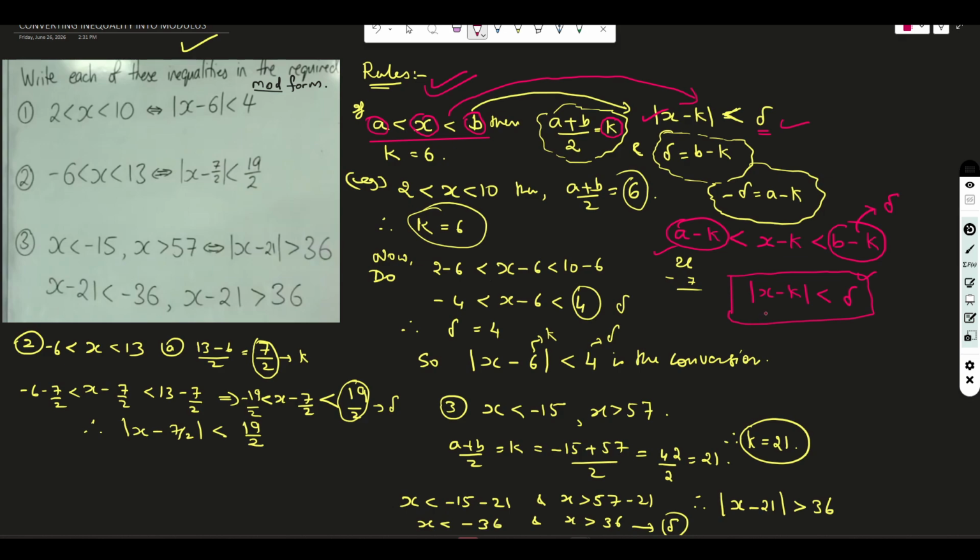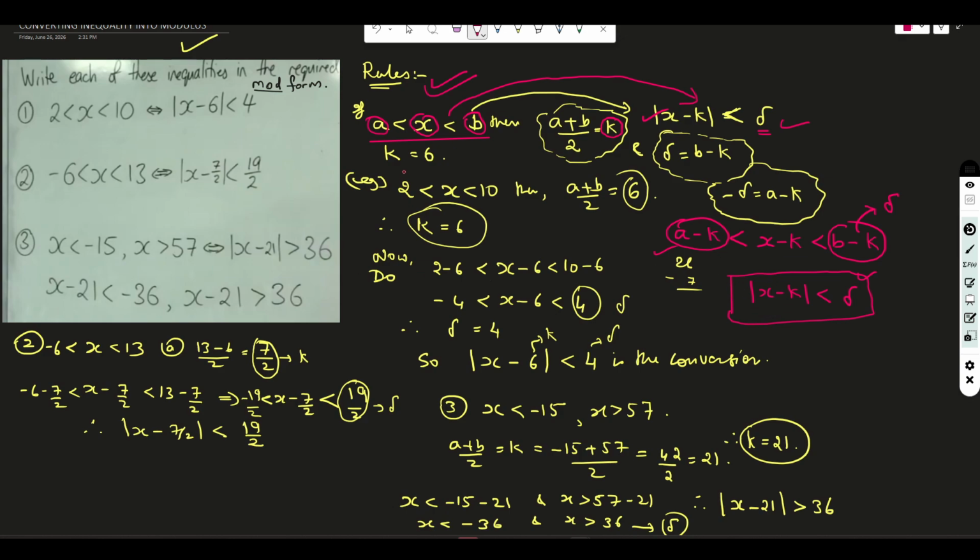I hope you have understood the steps. Basically it consists of three steps. The first step is to find the average of the two extreme terms of the inequality. In the second step, you subtract that average value from all three terms. And in the third step, that same inequality can be easily converted into modulus form, like modulus of x minus k less than delta. So this is how we are supposed to do according to the rule.